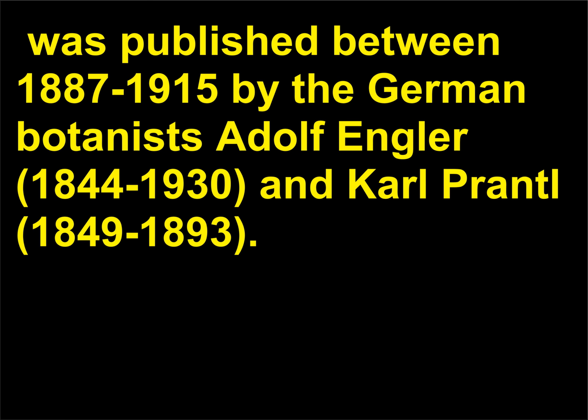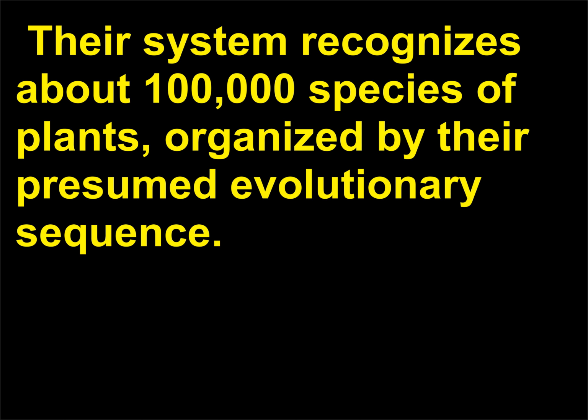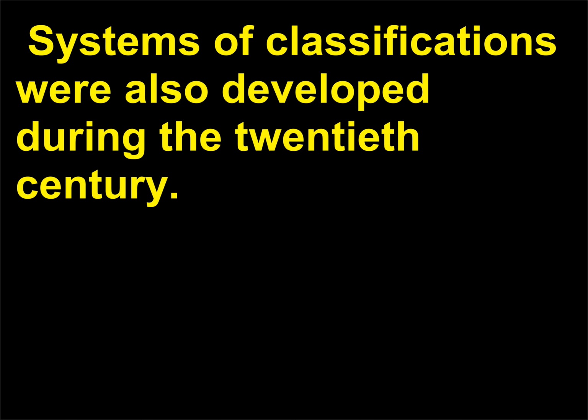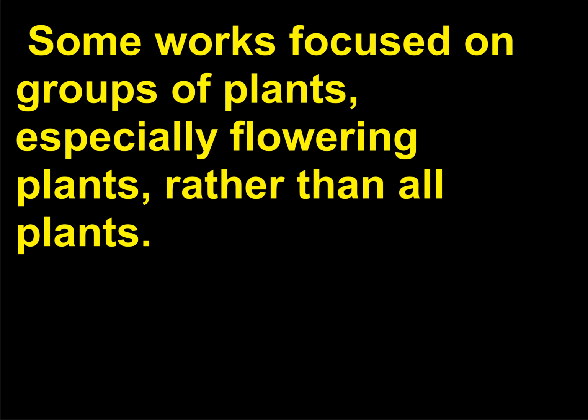It was published between 1887 and 1915 by the German botanists Adolf Engler, 1844 to 1930, and Karl Prantl, 1849 to 1893. Their system recognizes about 100,000 species of plants, organized by their presumed evolutionary sequence. Systems of classification were also developed during the 20th century. Some works focused on groups of plants, especially flowering plants, rather than all plants.